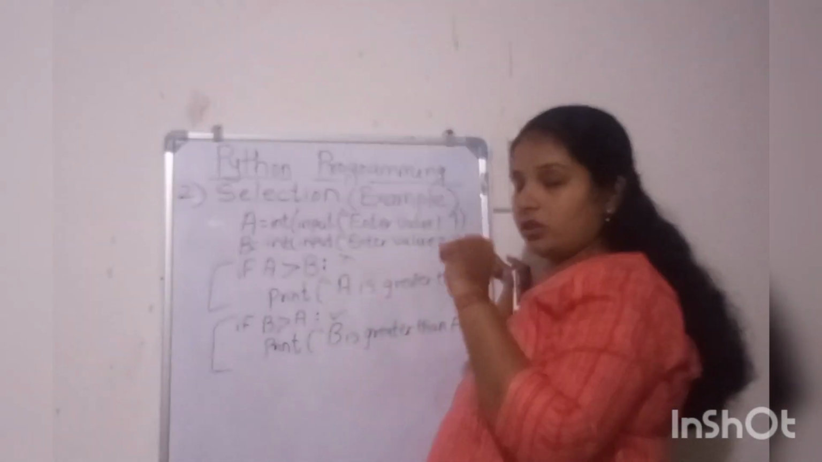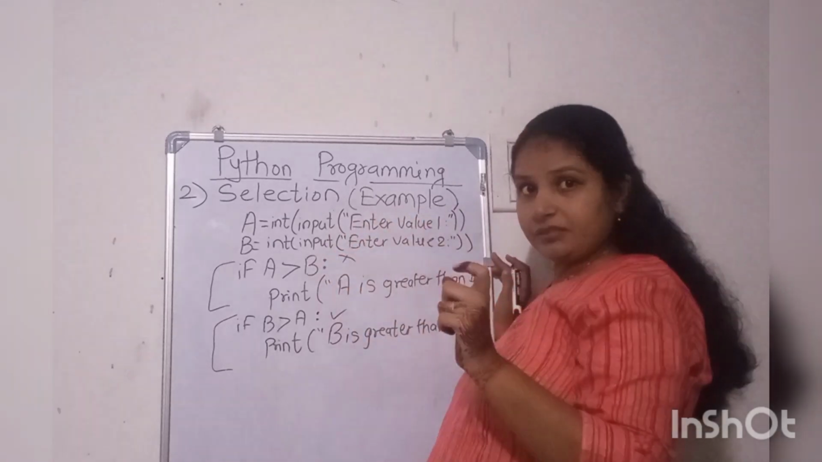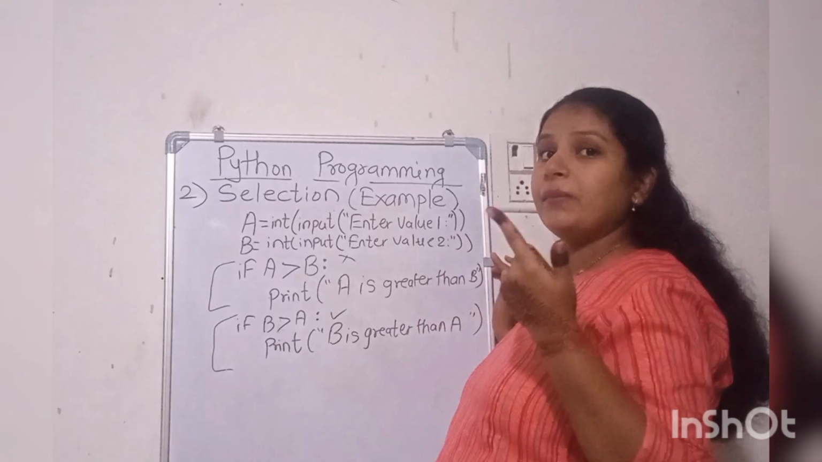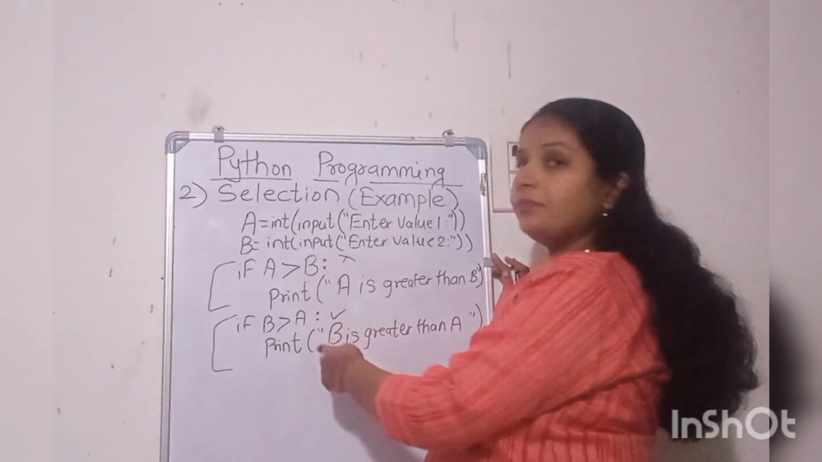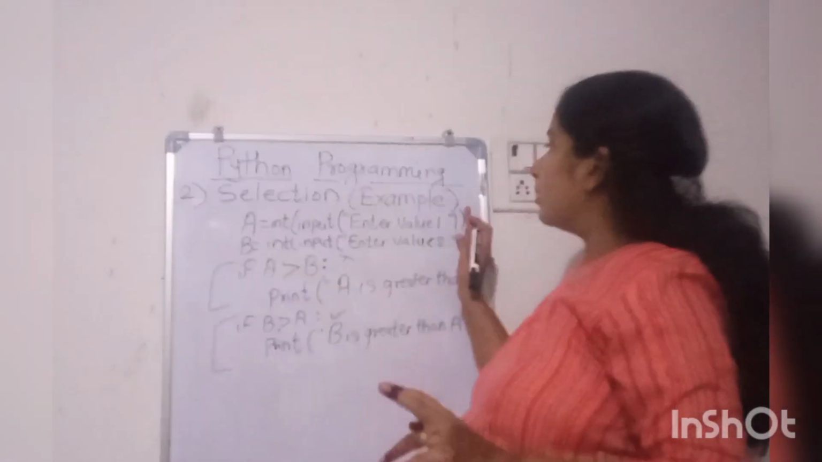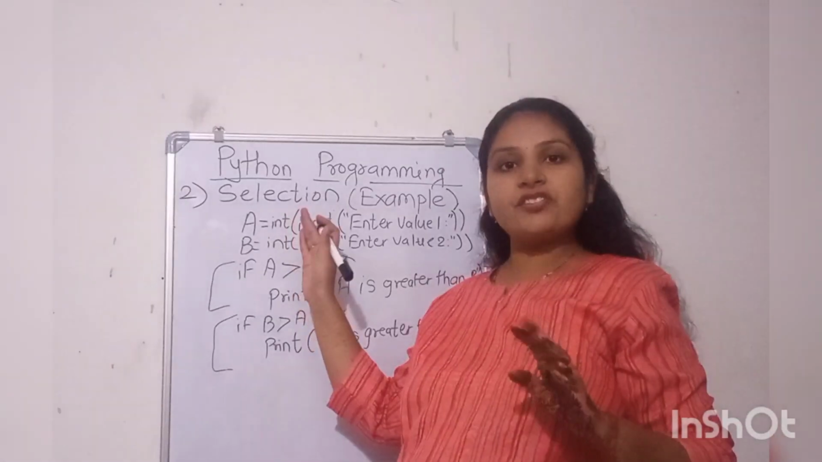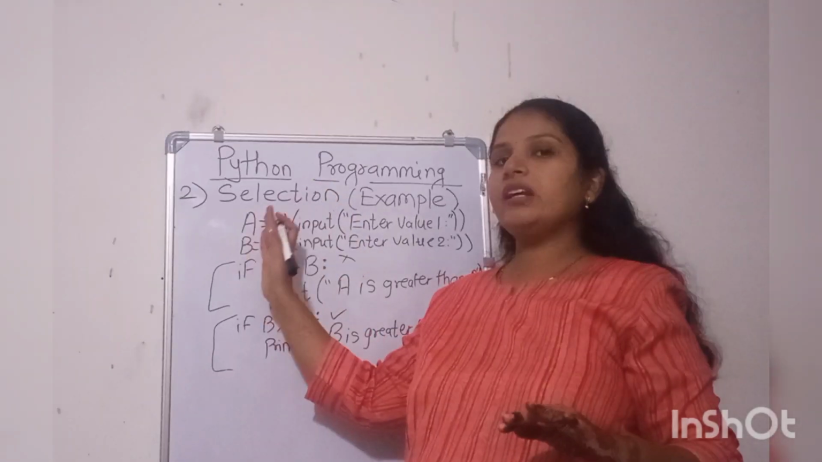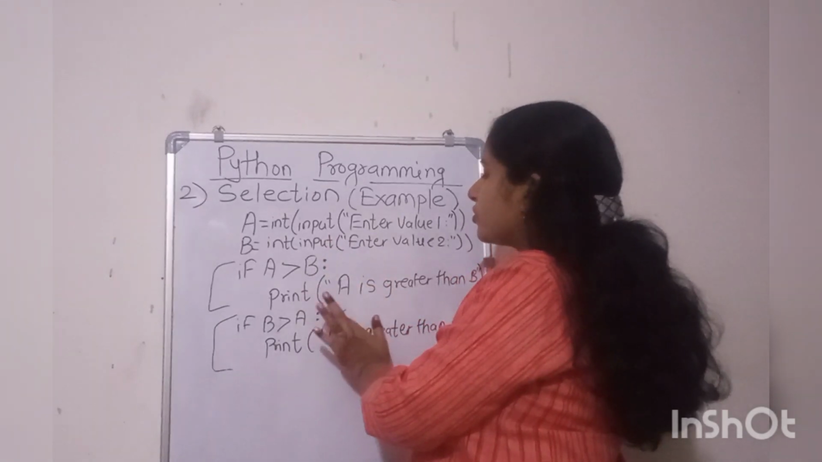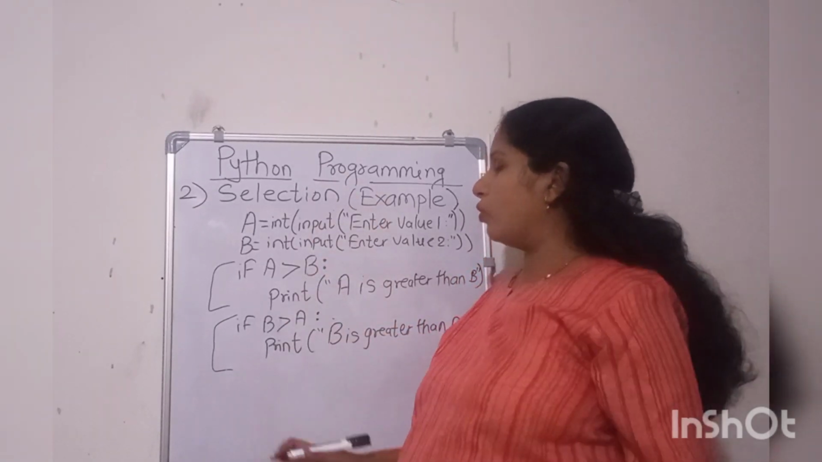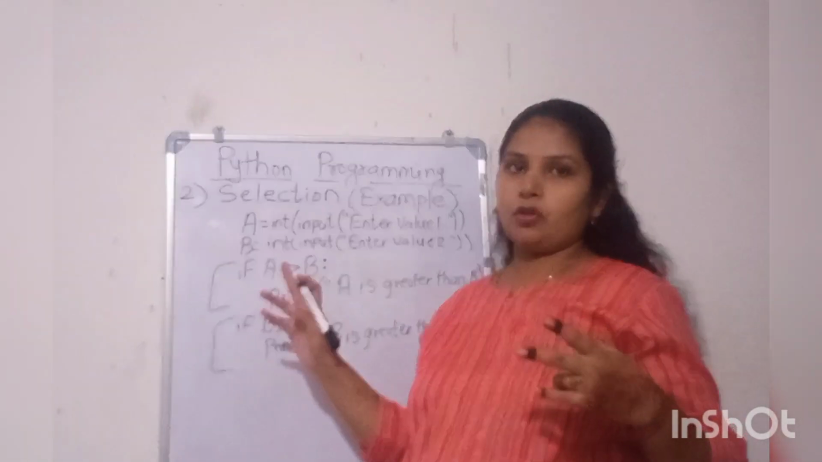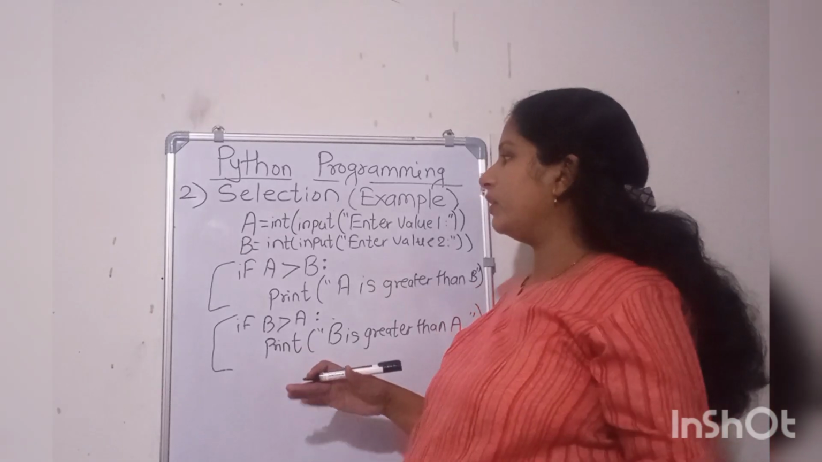Because of the integer function, that 10 string will be converted into an integer, that means a number. So for A and B both, we are taking the value from the user in string format and then converting that value into an integer. Every time you execute this code, you have two different values for A and B. This is not a fixed value; these are variables.